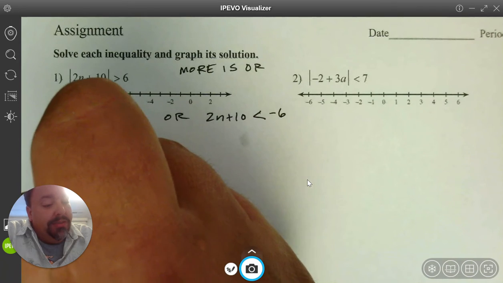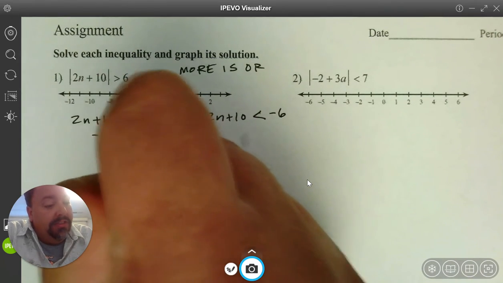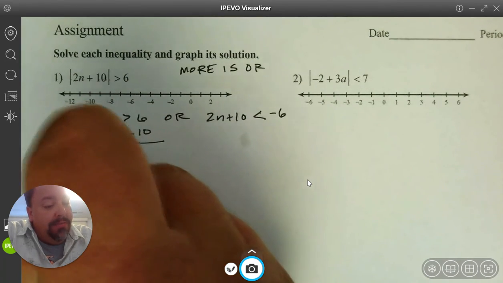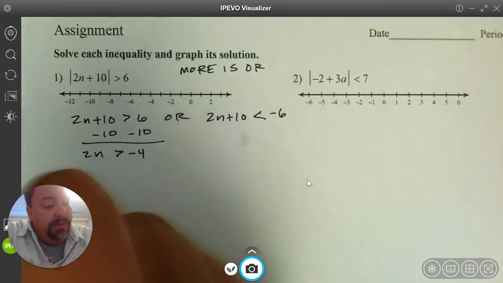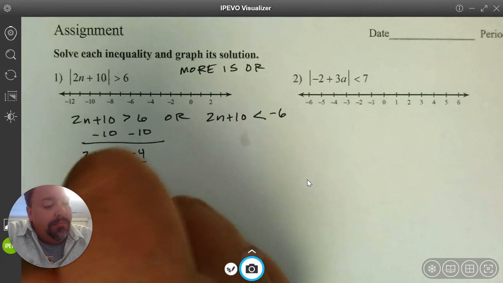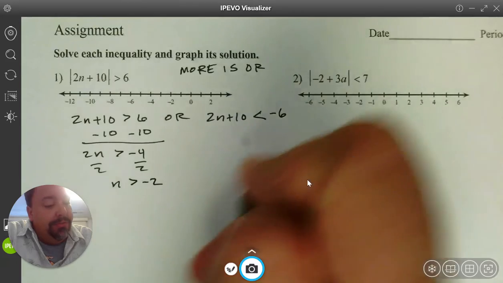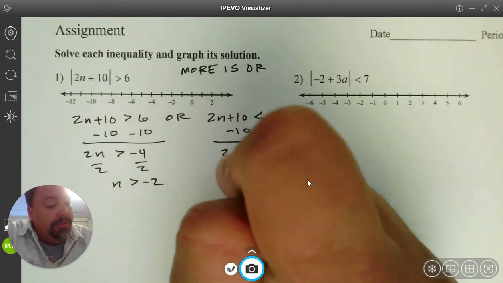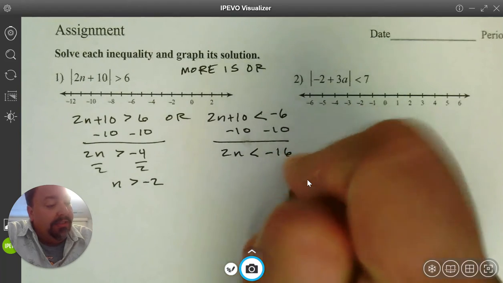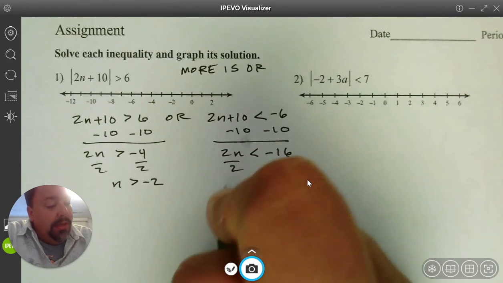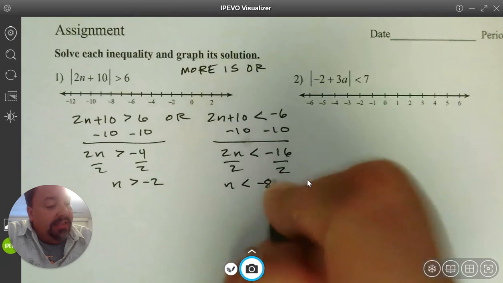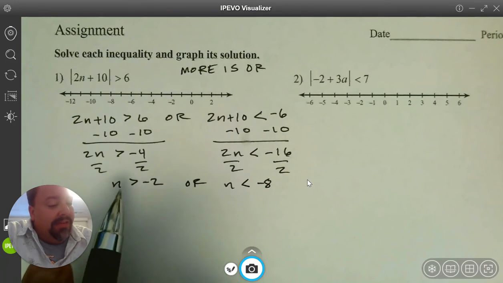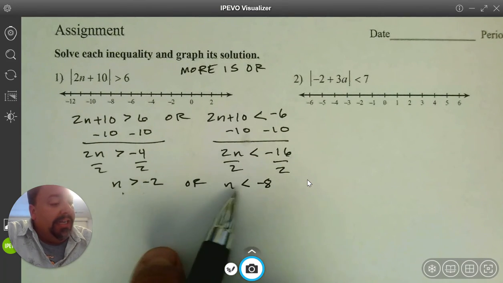So we got our two equations. We're going to solve each of these. So subtract 10. We got 2n is greater than negative 4. Divide by 2. n is greater than negative 2. And do the same thing over here. We'll get a different answer. 2n is less than negative 16. Divide by 2. n is less than negative 8. So we have n is greater than negative 2 or n is less than negative 8.